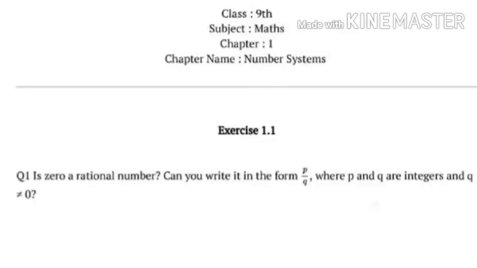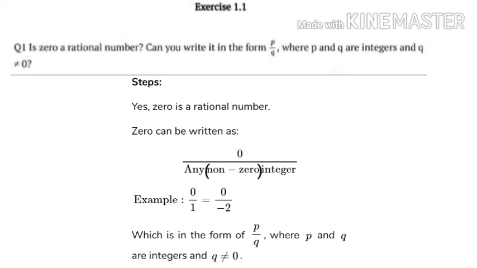Question number 1, exercise 1.1. Is 0 a rational number? Can you write it in the form of p by q, where p and q are integers and q is not equal to 0? So children, as you know, whichever number can be expressed in the form of p by q or in the form of ratio is called a rational number. So 0 can be written as 0 by any non-zero integer. So 0 by 1 or 0 by minus 2, 0 by minus 6, minus 7, whatever. If you divide 0 by any non-zero integer, then it can become a rational number. So this statement is true.